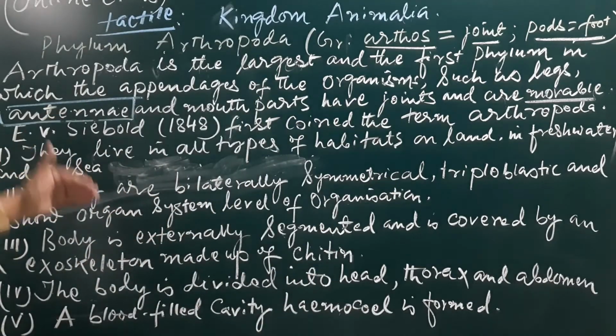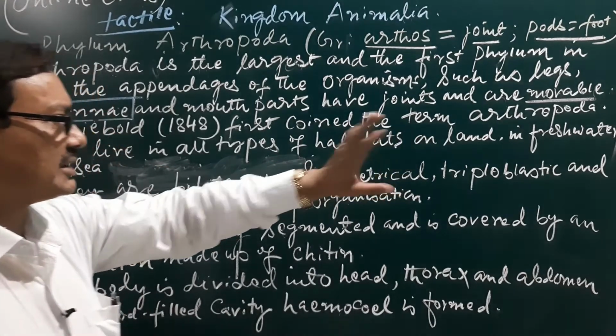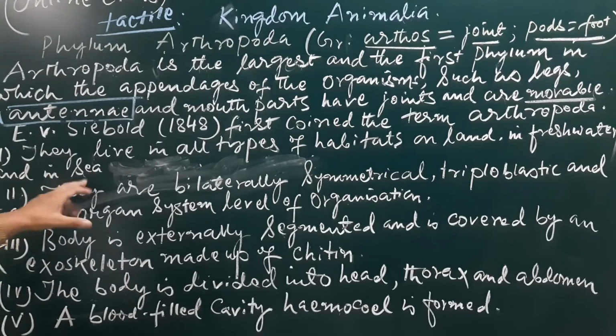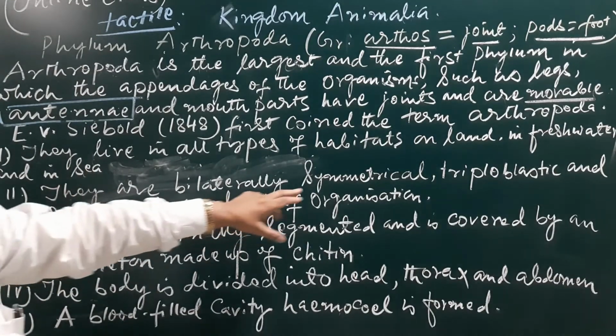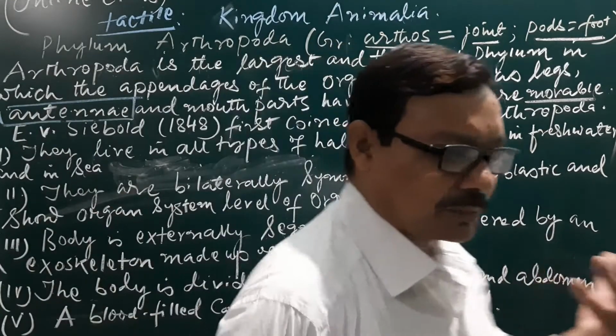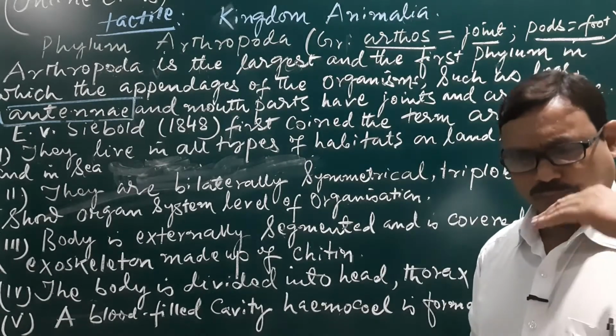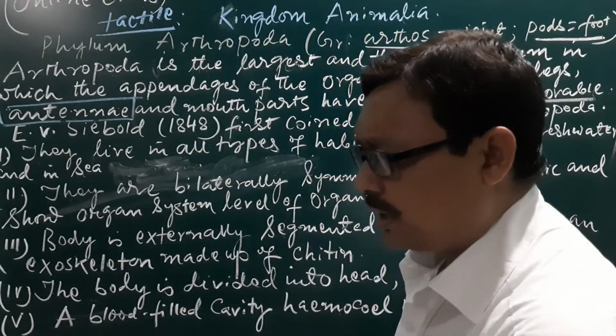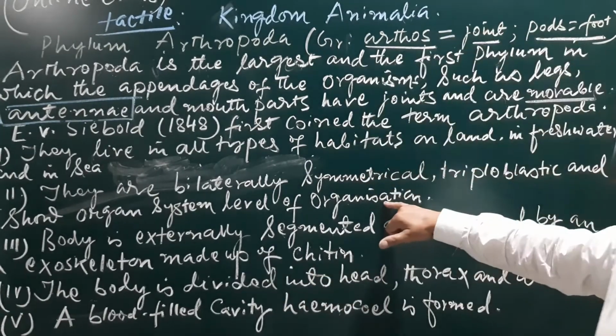और उसके बाद कुछ कैरेक्टरिस्टिक फीचर्स आप यहाँ देख लें. They live in all types of habitats, on land, in fresh water and in sea. They are bilaterally symmetrical, triploblastic and up to the organ system organization.